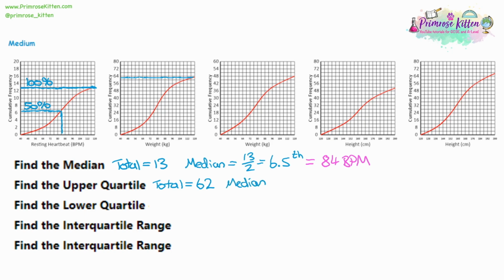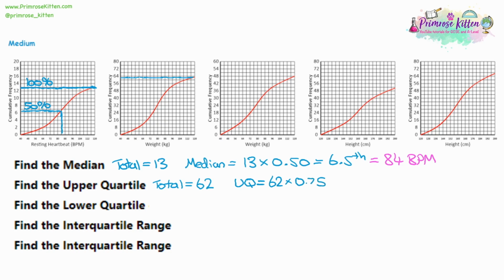Now, the easiest way to find the median is to divide by 2. But we could use multipliers, and we could say, well, if the total is 62, we're going to multiply it by 50% to get the median. And that'll get us 31. So if we want the upper quartile, we have to change this a little bit. So the upper quartile, or we could just write UQ, is going to be the total, 62, but it's going to be 75%. It's going to be 3/4 of the way up.